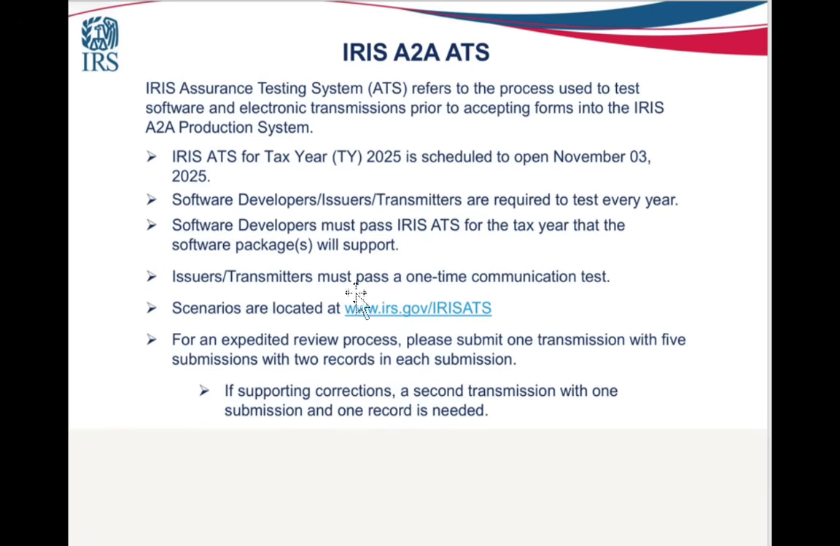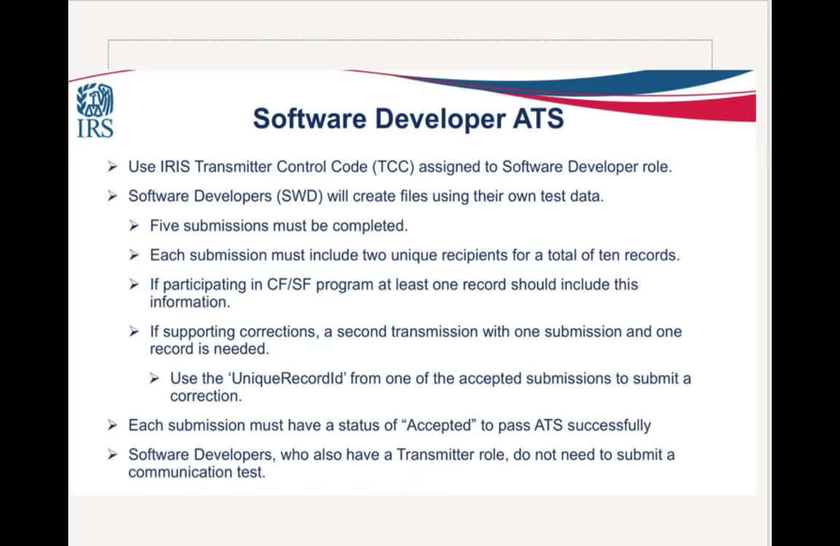So here is a summary. You must pass the one-time communication test. The IRS ATS test for the tax year for that software tax package for those specific forms. So again, these are some of the instructions which are required both for IRS, like the information returns, and also for the other returns as well.